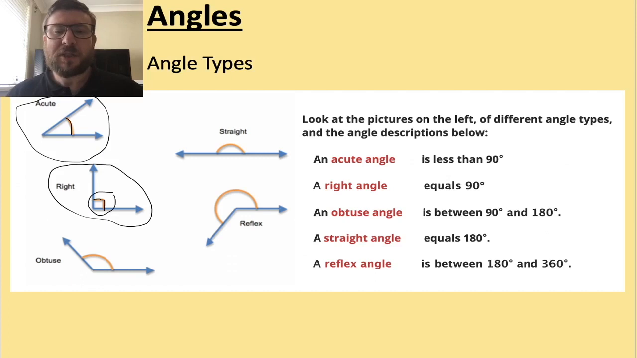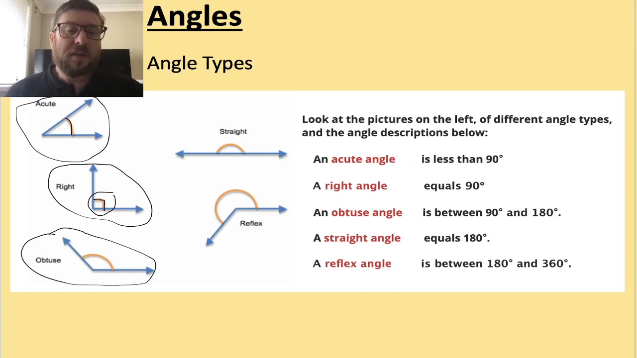Next up, we have an obtuse angle, and an obtuse angle is between 90 and 180 degrees. So having a look at our obtuse here, I like to remember him as obtuse as big and fat. So our obtuse angle is bigger than our acute angle, and it's bigger than our 90 degree angle because it's between 90 and 180. Next up, we have our straight angle. Our straight angle is 180 degrees. It's a straight line. Straight line is measured as 180 degrees.